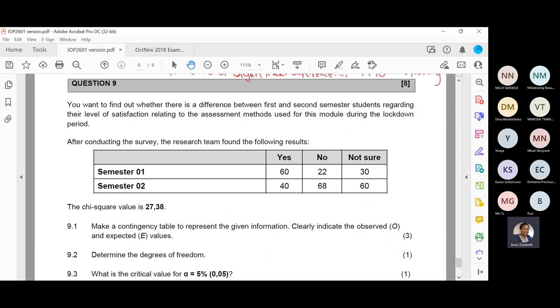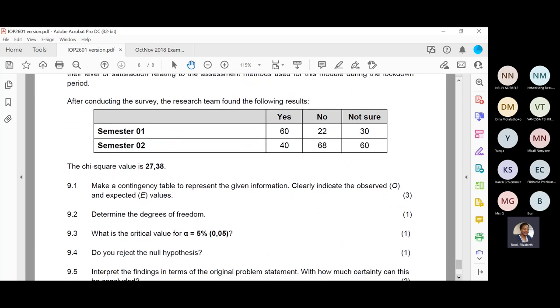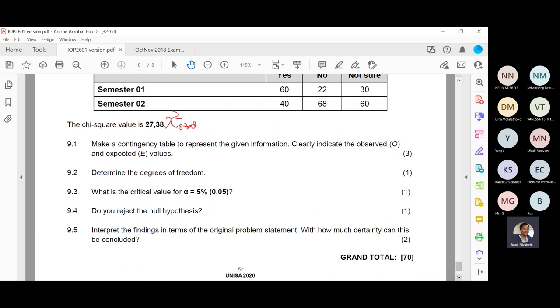Okay, so now we are on the chi-square test, which is another test for categorical variable differences, where we test the relationship between two categorical variables. So now you want to test whether there is a difference between first and second semester students regarding their level of satisfaction relating to the assessment method. So semester one students responded and semester two students responded, and you collated the information. So this is a 2x3 chi-square table. They also calculated the chi-square test statistic for you. You just need to make sure that you read the question carefully and answer.